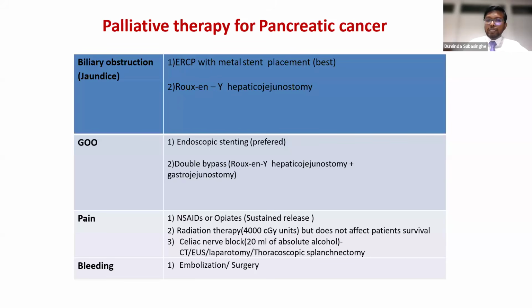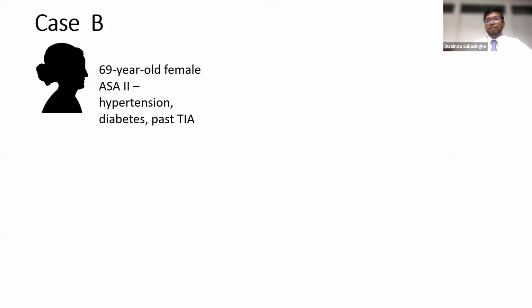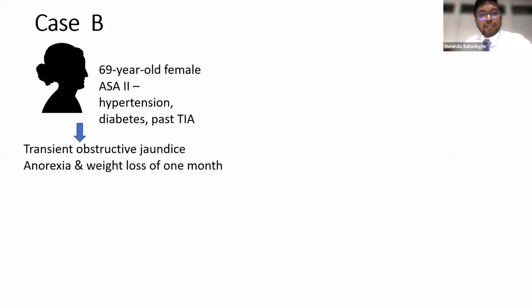For the pain, we know medication, radiotherapy, and the celiac plexus block. These are the different lines of treatment. And for the bleeding, it's mainly embolization. With that, we'll come to the last patient.